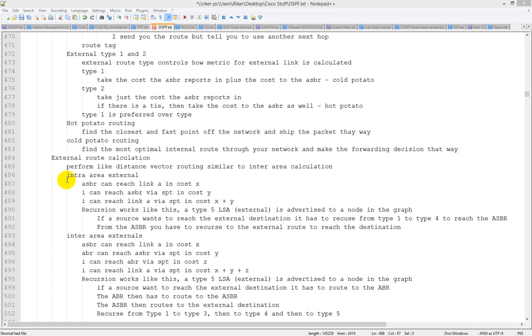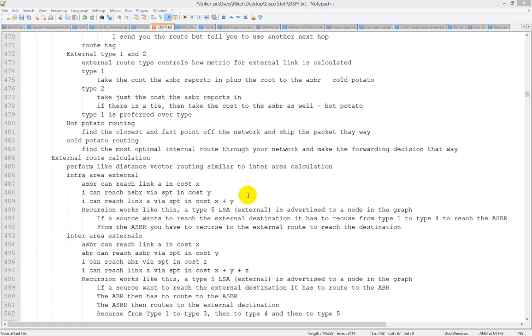So for an intra-area external, the ABR can reach the link at a cost of X, and I can reach the ASBR via the shortest path tree at a cost of Y. I can reach link A via the shortest path tree at a cost of X plus Y. So the idea here is when you're dealing with an intra-area external, that's an external route to an ASBR that you're in the same area as.